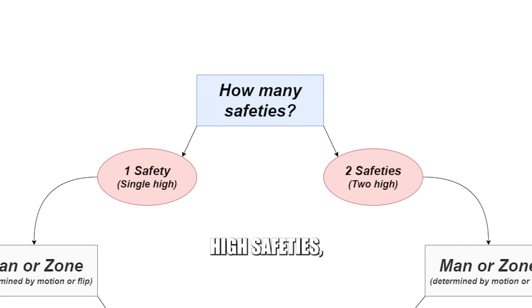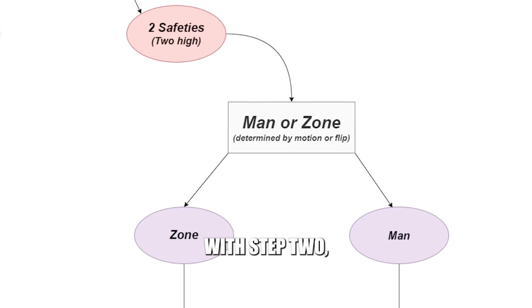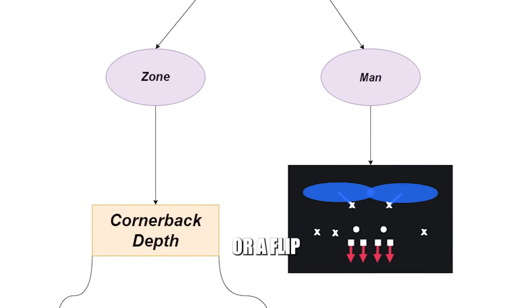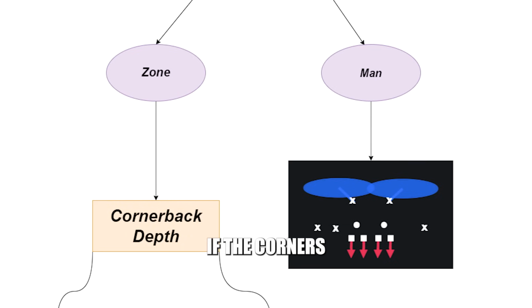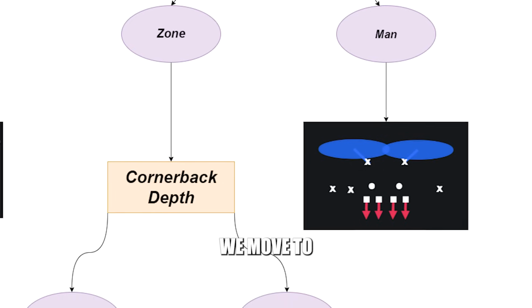Otherwise, if they stay, they're in cover 3. If they have 2 high safeties, we then proceed with step 2, where we use a motion or a flip to determine if they're in man or zone. If the corners follow our receivers, they're in a cover 2 man defense. Otherwise, we move to step 3.